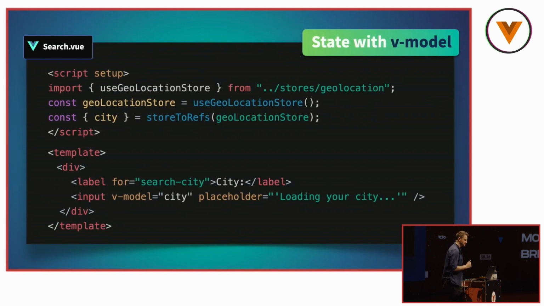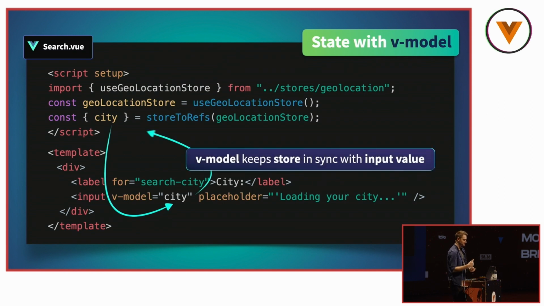OK, now let's look at working with state using vModel. So we can use vModel to bind something like our input here to the Pinia state so that our template is always staying in sync with that store, and then everything is reacting accordingly.